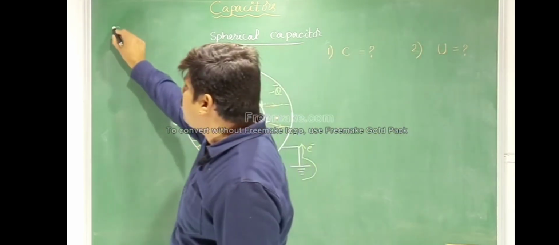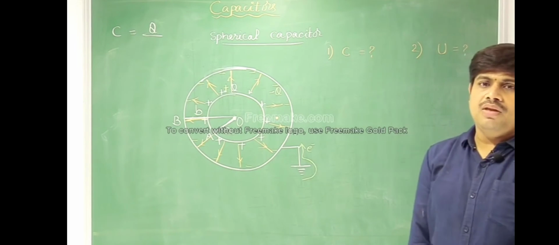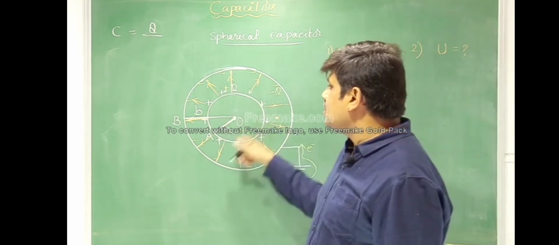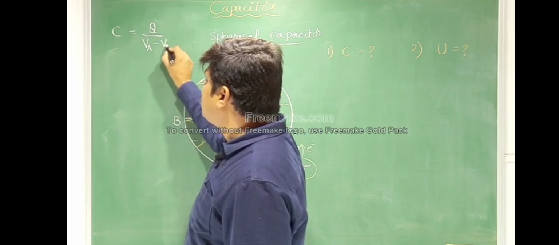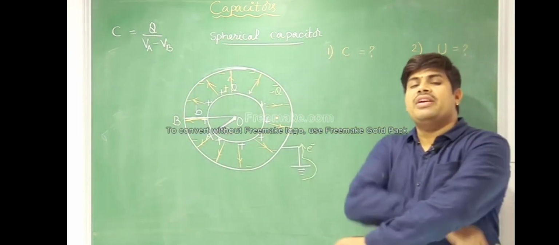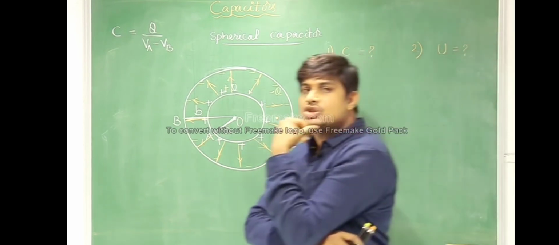Capacitance you can find by taking the charge on the high potential surface. The high potential surface is A. Charge on the high potential surface A is Q divided by the potential difference between these two. The potential difference between these two is VA minus VB. B is already connected to ground, so VB is 0. So you need to write Q divided by VA, because the potential of B is anyway 0.